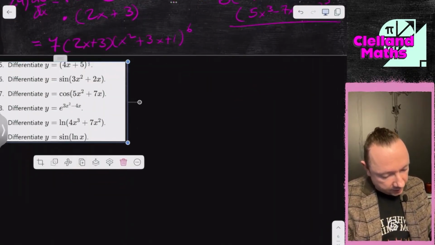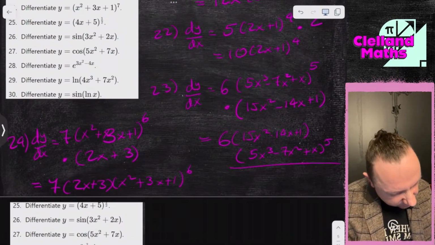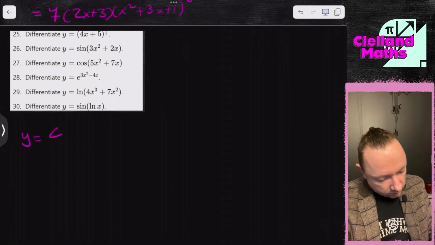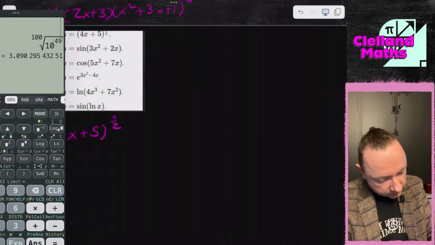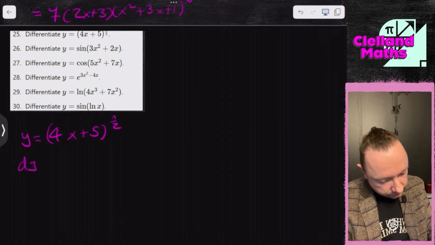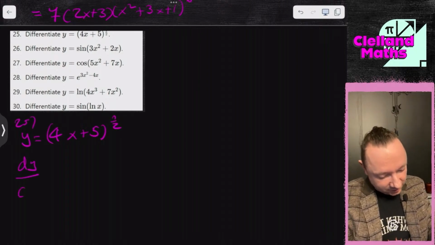And we're on 25. So 4x plus 5, is that a half? Yeah, it's a half. Y equals 4x plus 5 to the half. The dy by dx, this is 25. Stupid calculator, go away. No, I can't even write. Oh, I'm in black, that's why. Bear with me. Usually edit all this nonsense out.